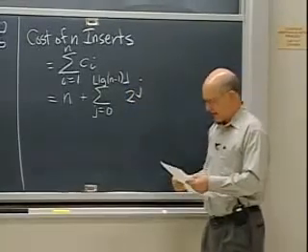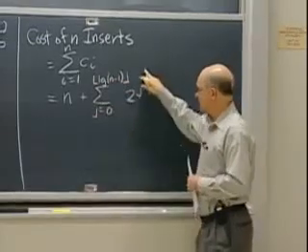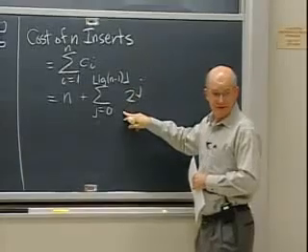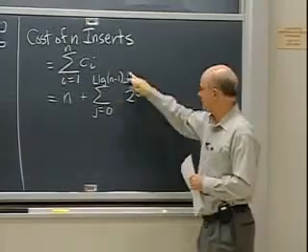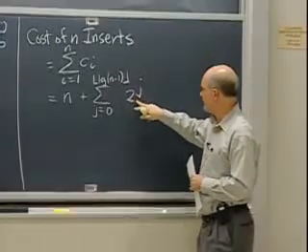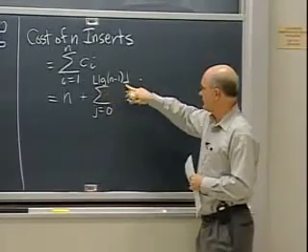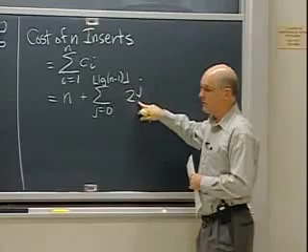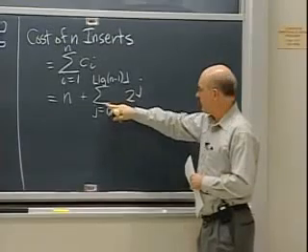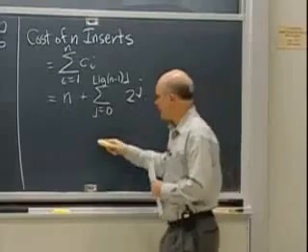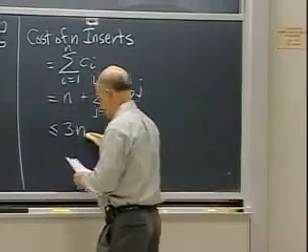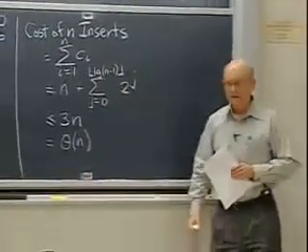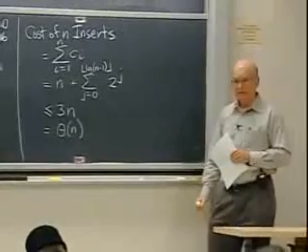And this is what type of series? That's geometric, right? That's geometric, so it is bounded by its largest term. It's dominated by its largest term, 2 to the ceiling of log n minus 1, which is at most n. And then all the other terms add up to at most n. So this is actually less than or equal to 3n, which is order n, as we wanted to show.